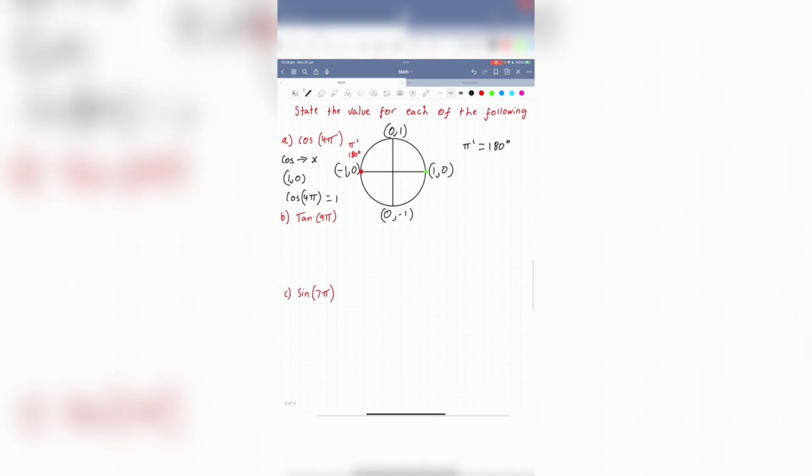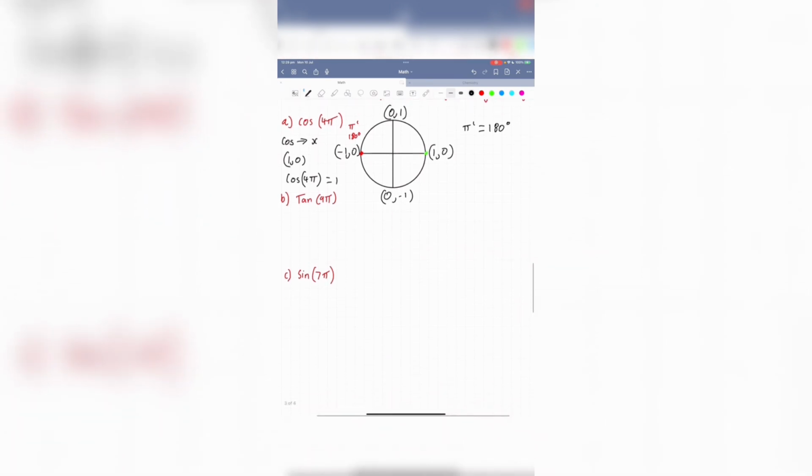Next, I'll do sine 7 pi first. This is 7 pi, we're going to do the same as before, so we're going to think, all right, well, pi is 180 degrees, so we're going to move 7 semicircles. So if you imagine, 1, 2, 3, 4, 5, 6, 7. Okay, we're ending up at the red dot this time. Okay, so our coordinate here is (-1, 0).